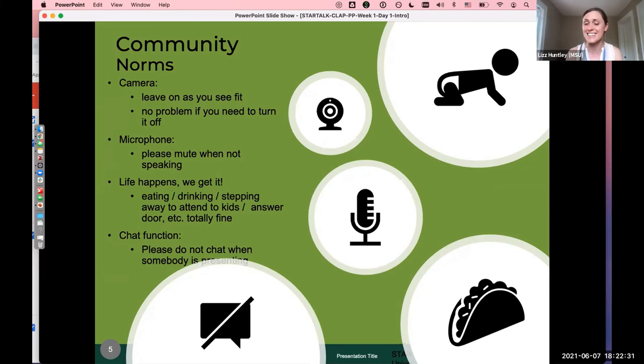We understand. And then lastly, with the chat function, please just refrain from using the chat function when somebody else is presenting, because they're not going to be able to see what you're saying, and it's going to be distracting for the others.